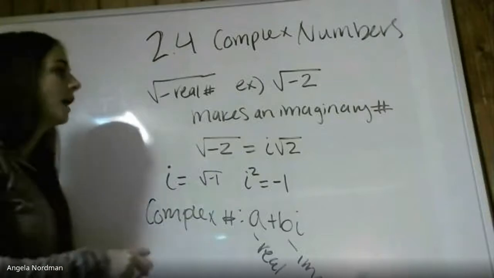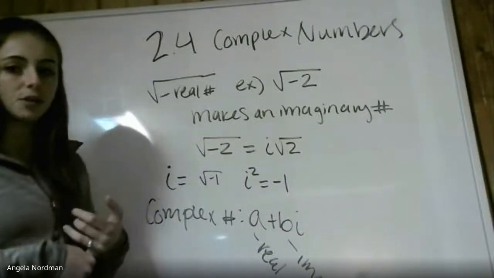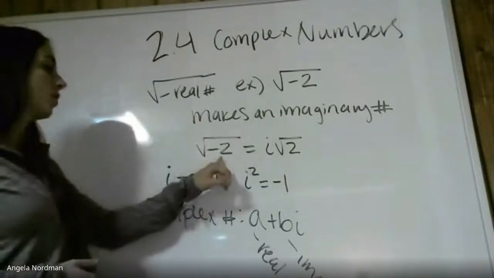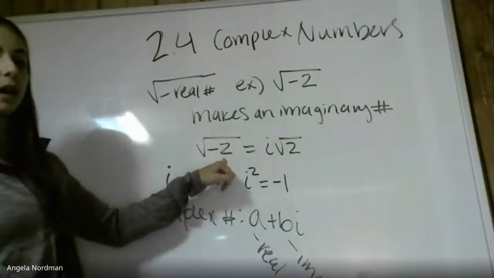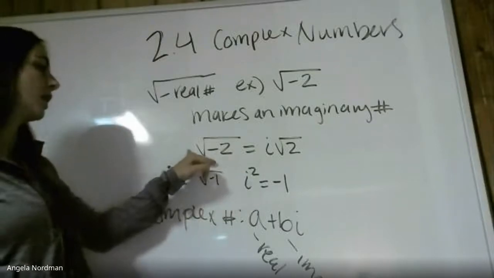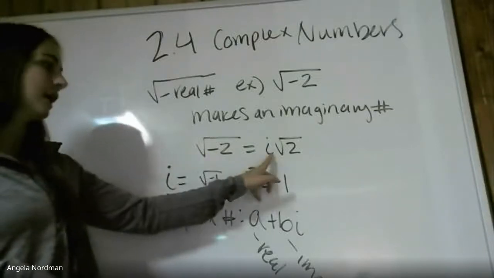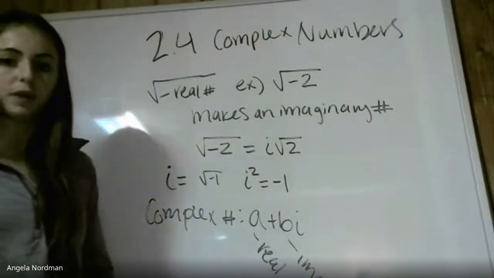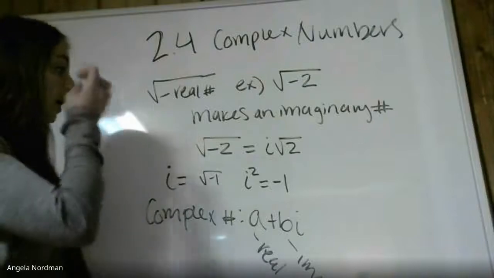So when we have that negative inside of a square root, imaginary numbers come into play. If you're ever faced with the square root of a negative number, what happens is we bring that negative out and make it an i. So what's left inside becomes positive, and then you can keep moving on with your problem.